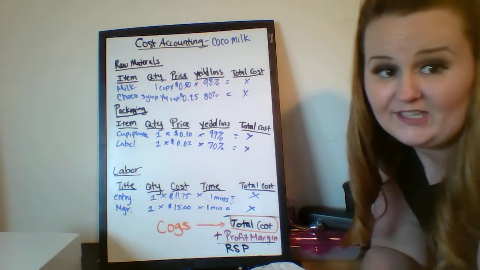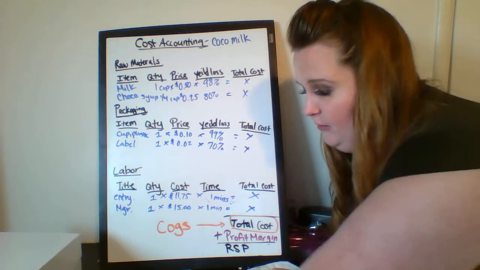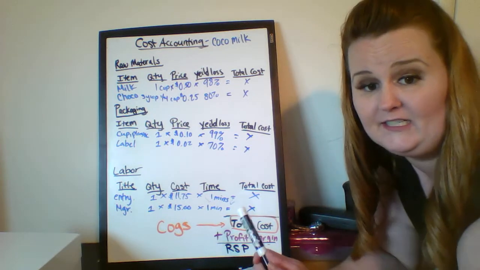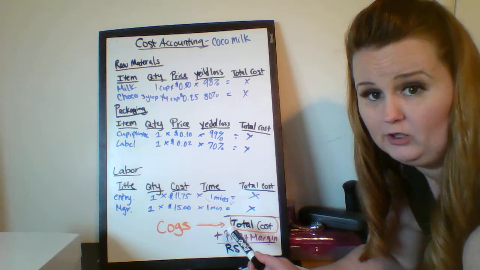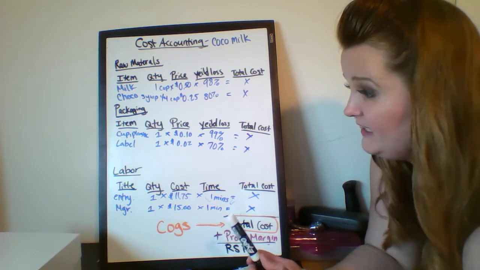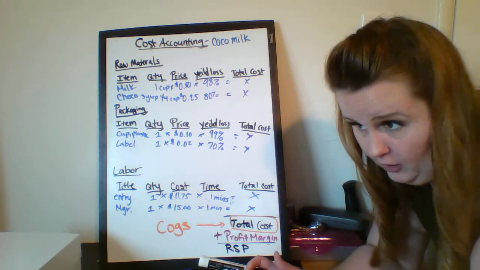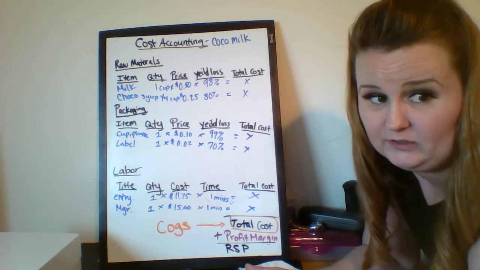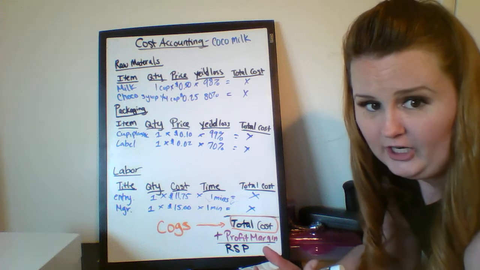Welcome back. So this is cost accounting. In cost accounting, what we're looking at here is how we get your total cost of goods sold. Specifically for cost accounting, it's broken into three major categories. Now, our cost accounting specifically is for manufacturing.